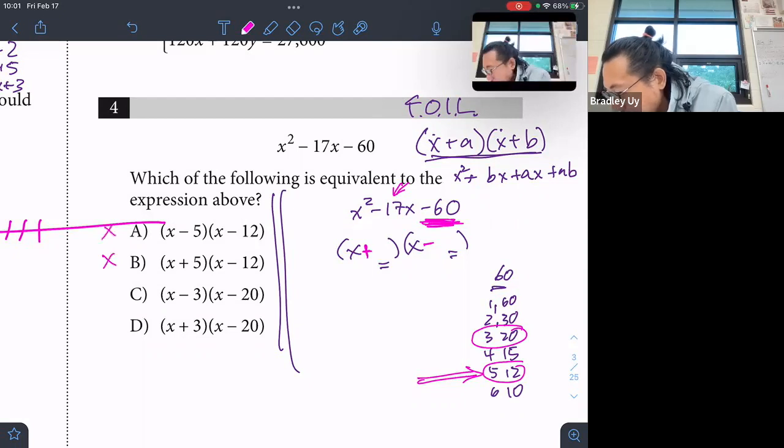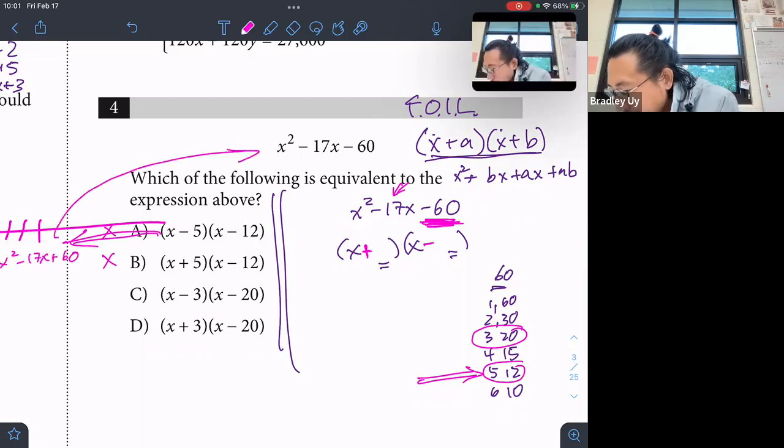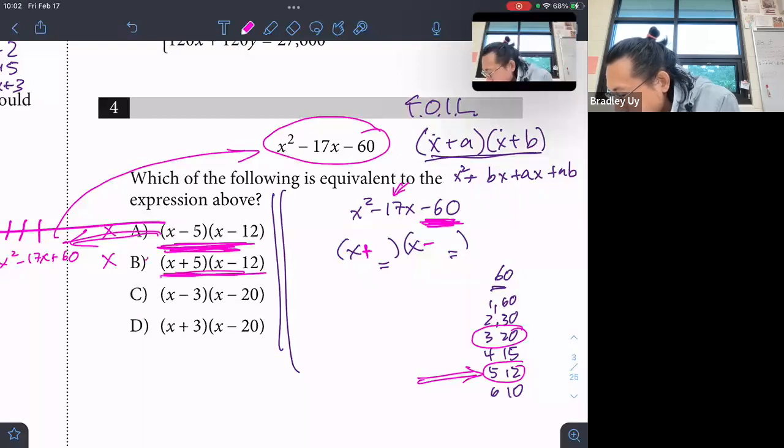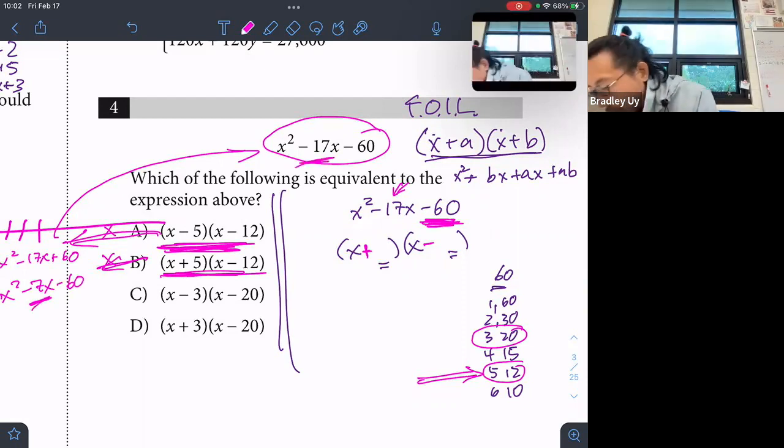If you FOIL these, for example, you would get x squared minus 17x plus 60, which does not match this. The constant term here will be a positive. The constant term that we need of our expression that we need to factor is a negative. This is closer, because if you FOIL this, you will get x squared minus 7x minus 60. So you will get that negative constant, but this middle linear term doesn't match, which is why that would be wrong.